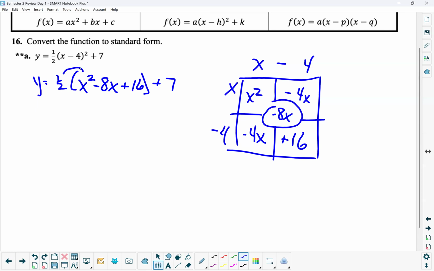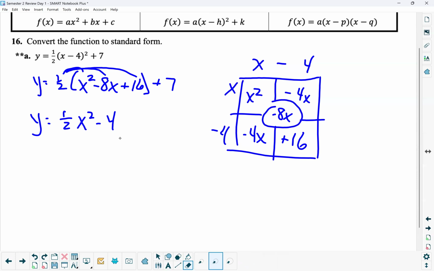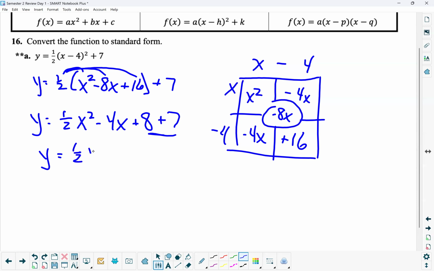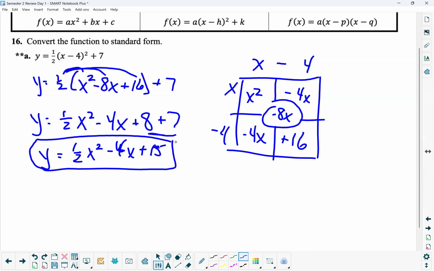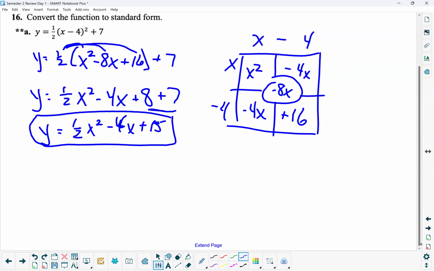Next, I need to distribute the 1/2. So I get 1/2 x squared. Half of minus 8x is minus 4x. Half of 16 is 8. The last thing I have to do is add that 7. 8 plus 7 is 15. And there's that same equation, just written in standard form.